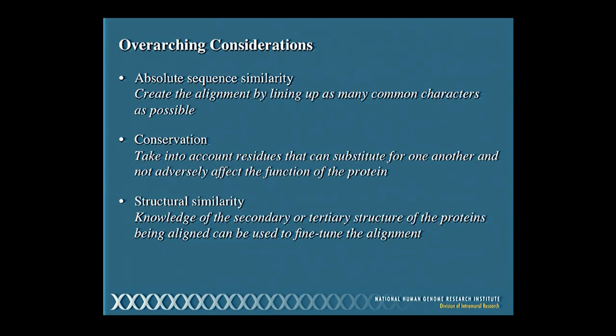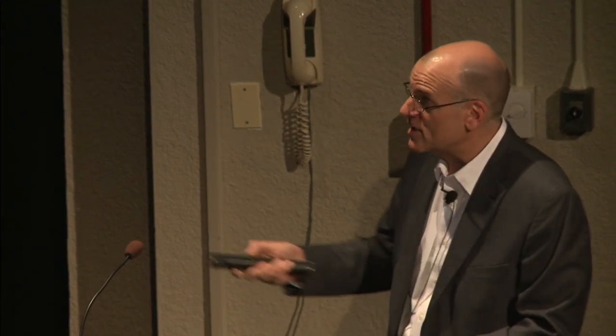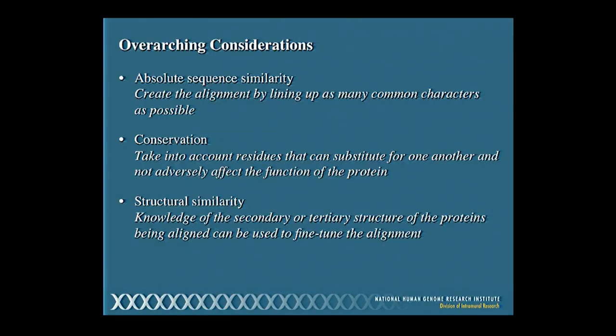By doing so, hopefully we can start to think about conservation, so we'll start to see patterns where maybe there's only one or two or three amino acids in a particular column. That gives us an indication of where you can have conservative substitutions that don't adversely affect the function or the structure of the protein. Finally, it gives us some idea about structural similarity. So again, as I've alluded to several times now, if we have secondary structural information or information from either NMR structures or X-ray structures, we can use that information to fine-tune the alignment.